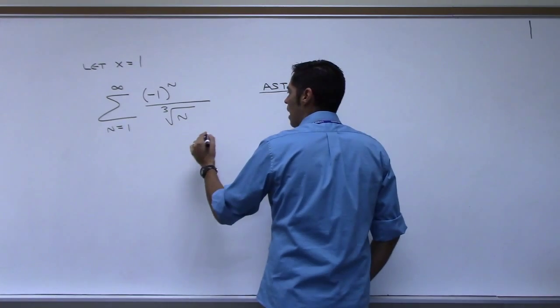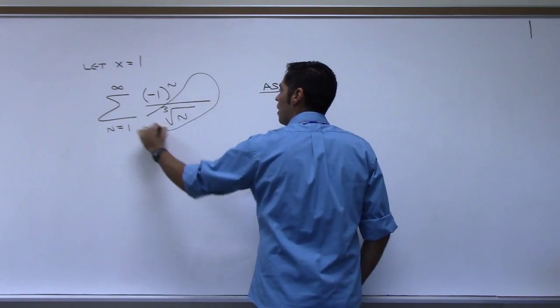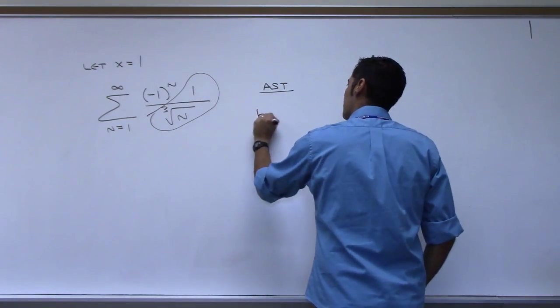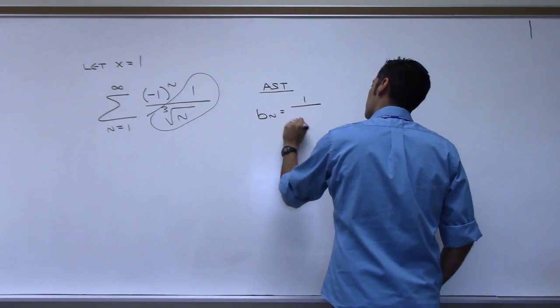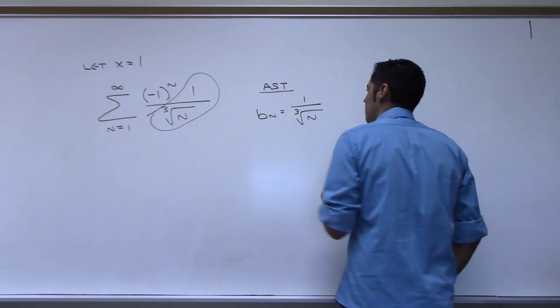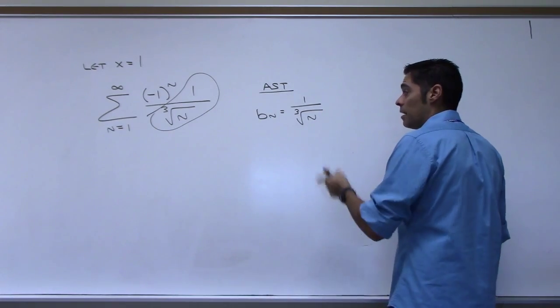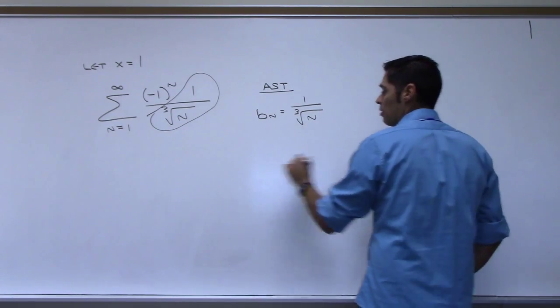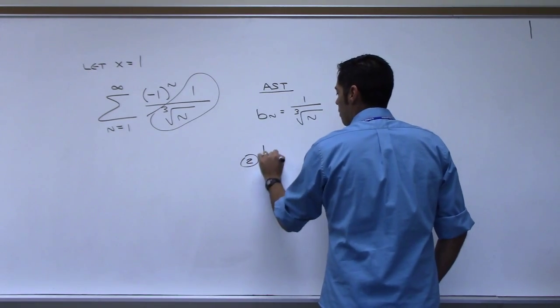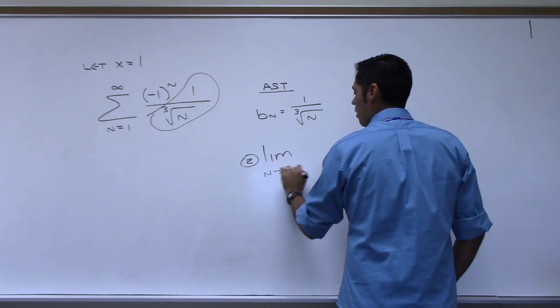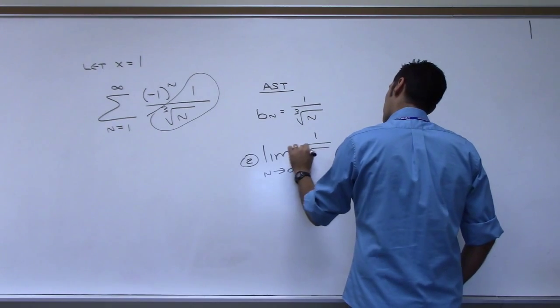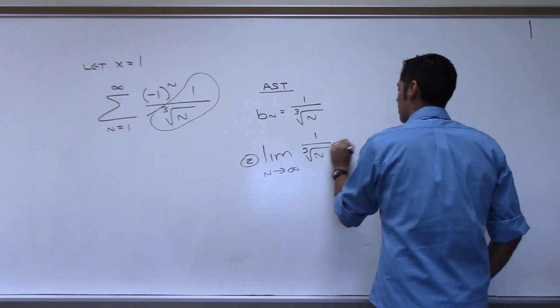So I'm going to identify b sub n first, which is this piece right here. So b sub n is 1 over the cube root of n. I have to check two things. Remember, I have to show it's decreasing, and then the other thing I have to show is that the limit of that goes to 0. So I'm going to do that part first, because it looks like the easier part. That limit is 0, so that checks.